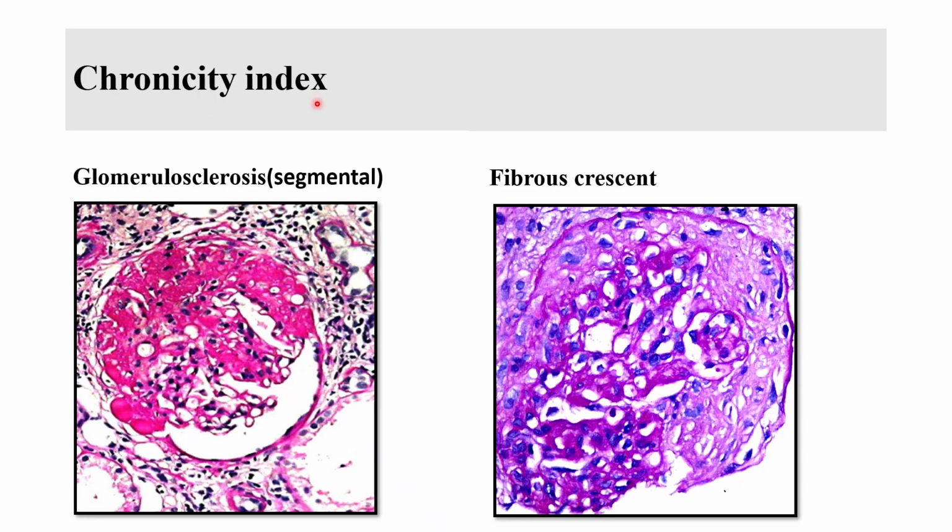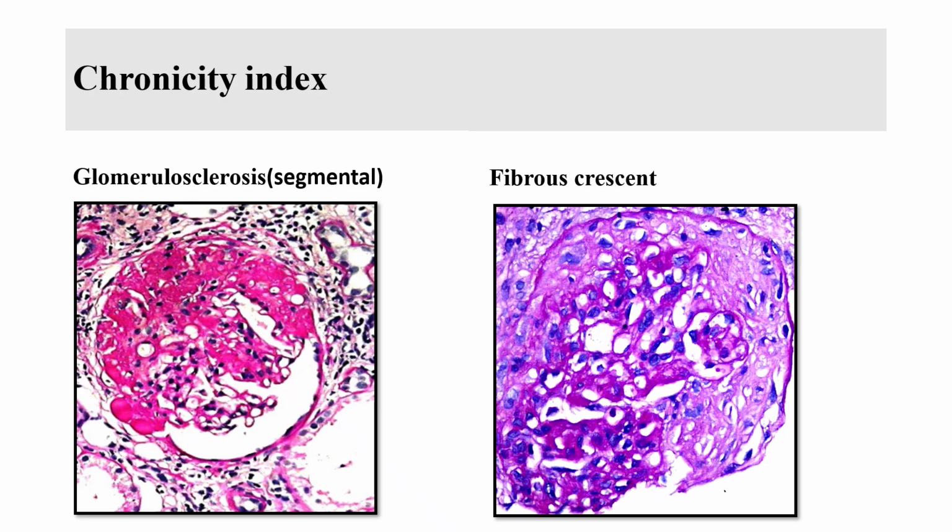Now coming to the chronicity index. The first parameter is glomerulosclerosis. We can see there is segmental sclerosis. This is the pole of the glomerulus. Sclerosis involves only this part, and this part is sclerosed. That means less than 50% of the glomerulus is sclerosed. So this is segmental sclerosis.